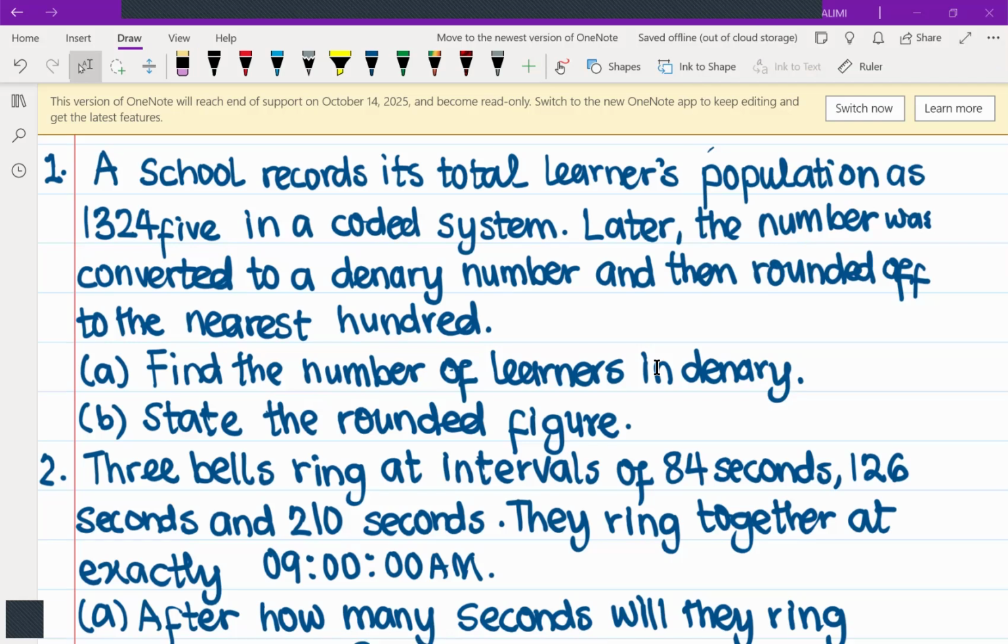For today, we have questions under numbers and numerations, and we have specific topics that are under number-base theorem, approximation, and HCF. For the first question, let's look at the first question.